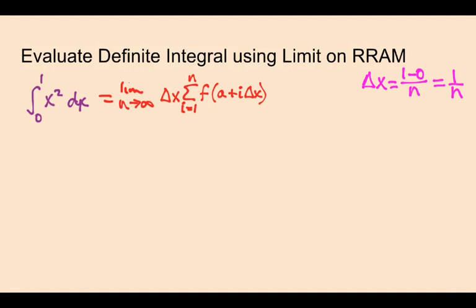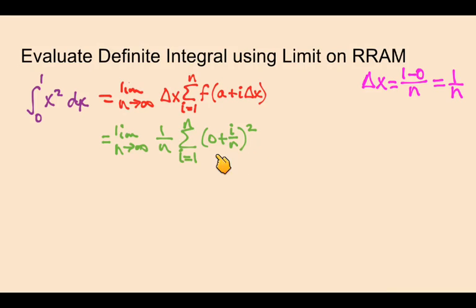Delta x equals that. Okay, so plugging in everything that we know into this formula right here, f of x is going to be x squared. Delta x is 1 over n. A is 0, that's the lower limit, right? So we get the limit as n approaches infinity of 1 over n times the sum, i equals 1 to n, of (0 plus i over n) squared. So this is just i squared over n squared, right?